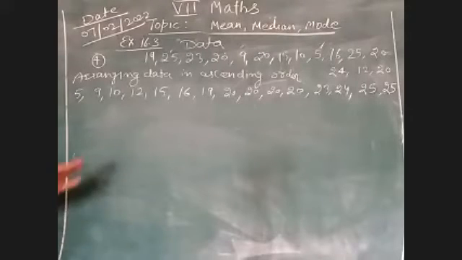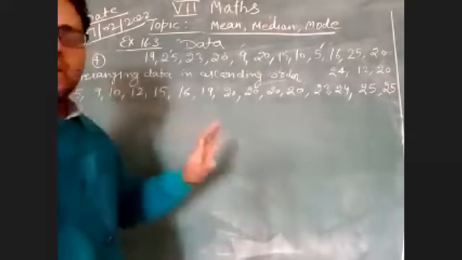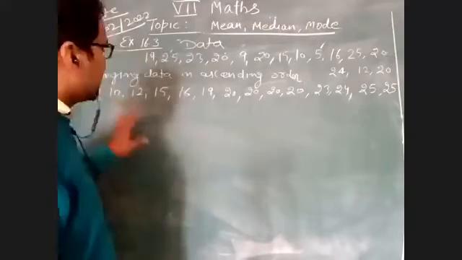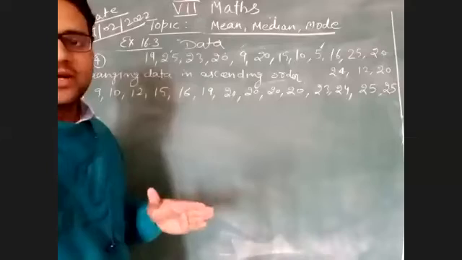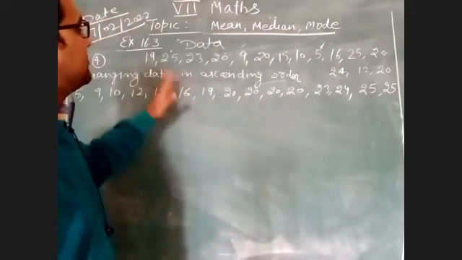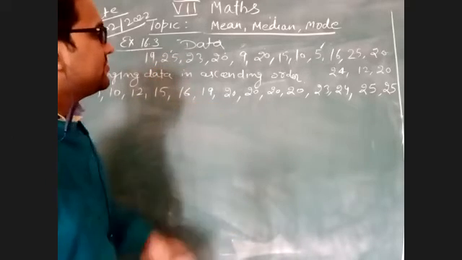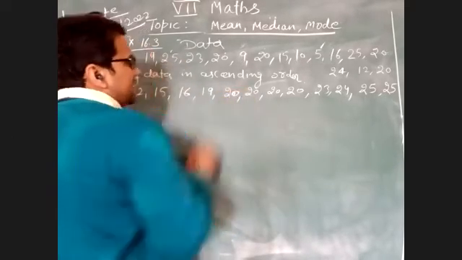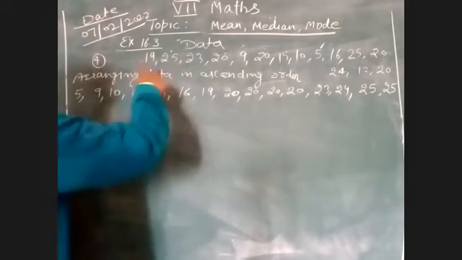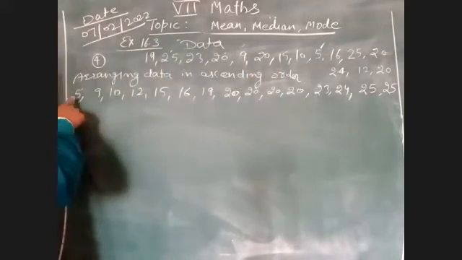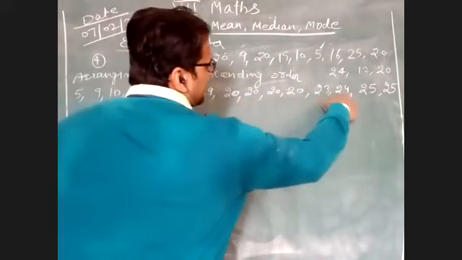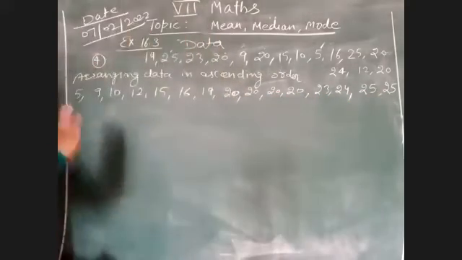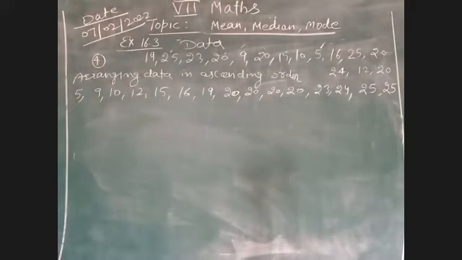So first, you have to arrange this data in ascending order, and after arranging, you have to calculate your number of observations. By chance, no observation should be missed, because some observations are repeating here. So there are 15 observations in this data: 1, 2, 3, 4, 5, 6, 7, 8, 9, 10, 11, 12, 13, 14, 15. So all observations are written here.